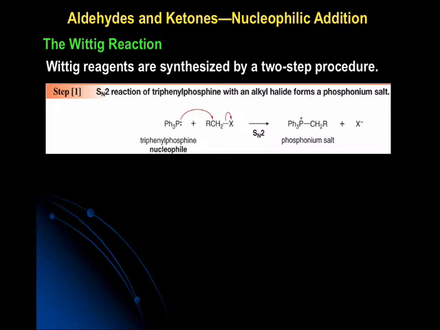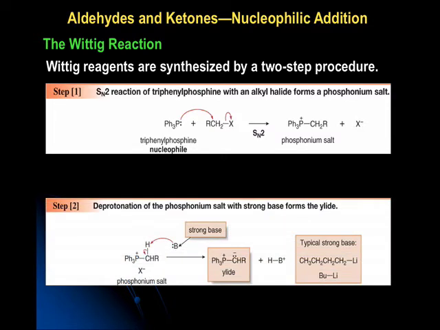It turns out that it's not going to be X minus because I generate a strong acid, and strong acids can actually protonate ylides. I need a different kind of base. I need a stronger base. And so typically you will take a strong base, and you'll generate the ylide. Typically, this is done using really strong bases like butyl lithium.